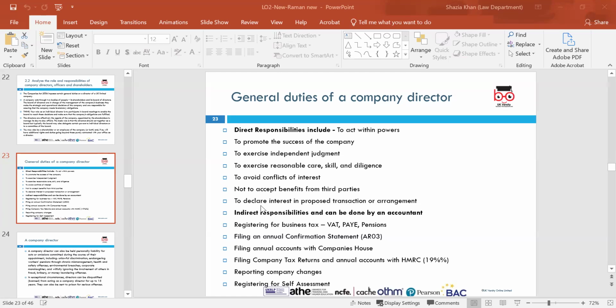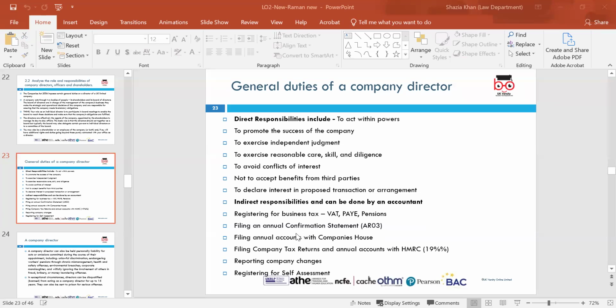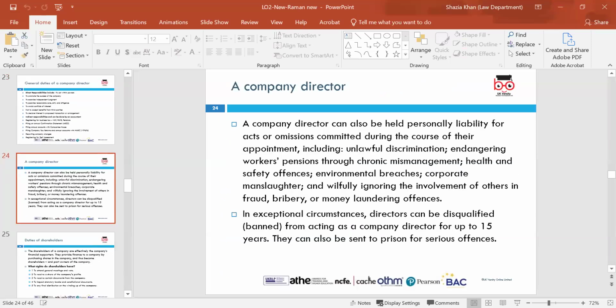So these are some of the duties, and you've got indirect responsibilities that can be done by an accountant, so registering for business taxes, so your HMRC as well, filing an annual confirmation statement, filing annual accounts with Companies House, filing the company returns and annual accounts with HMRC, reporting for company changes and registering for self-assessment. So as we mentioned, the company director, again, is responsible for any sort of acts or omission during the course of his appointment and management of the company as well.